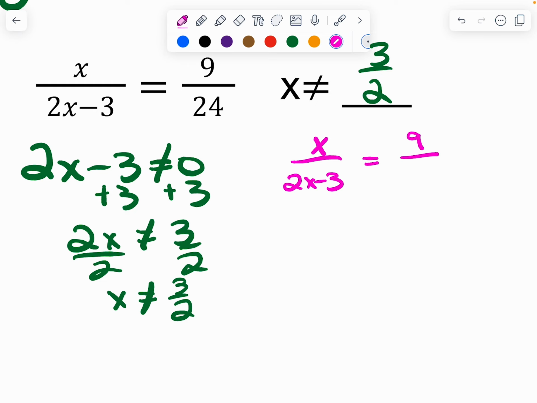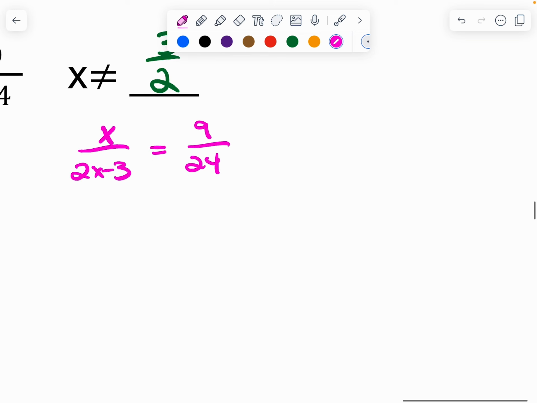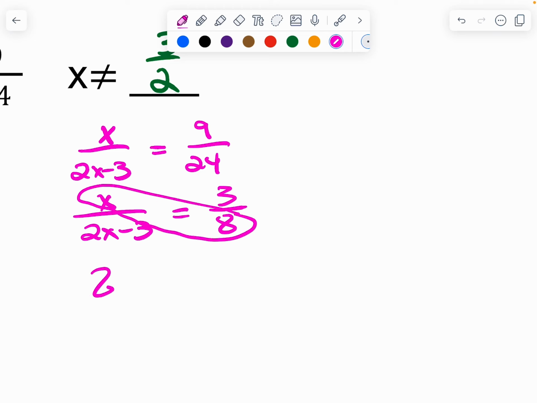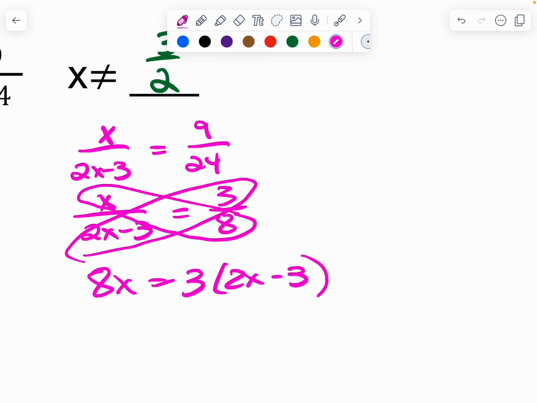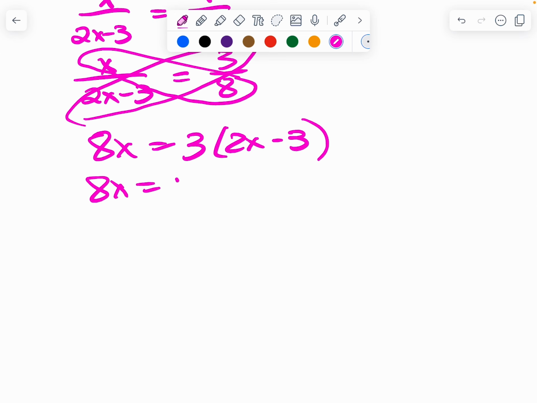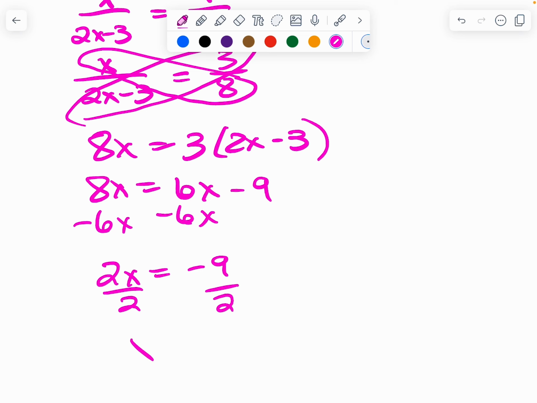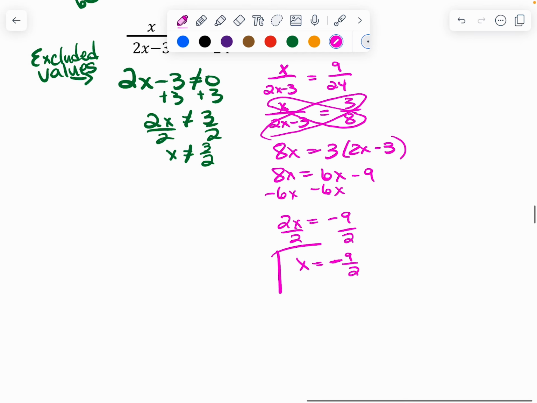I'm just going to rewrite it. I personally, again, would simplify this fraction before I do multiplication. Now, you could try and get rid of the denominators, but this is the time that it's much easier to do it this way. 8x equals, and multiply this way, 3 times the whole quantity, 2x minus 3. So I get 8x equals 6x minus 9. And I solve, just like we've been doing. So that would be 2x equals negative 9. Divide by 2. X equals negative 9 over 2. Is that 3 over 2? No, it's not. So that means this is the answer.